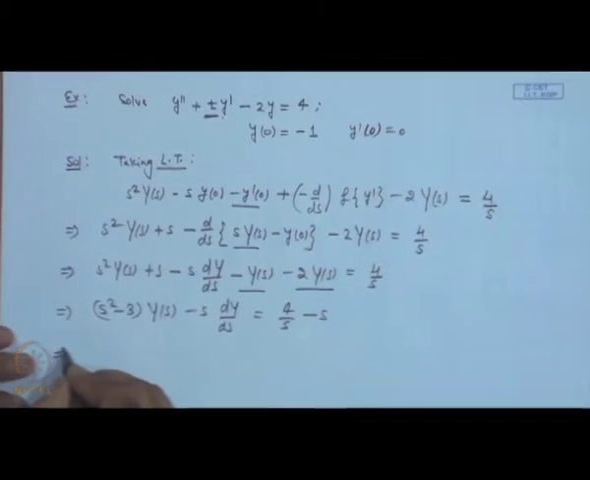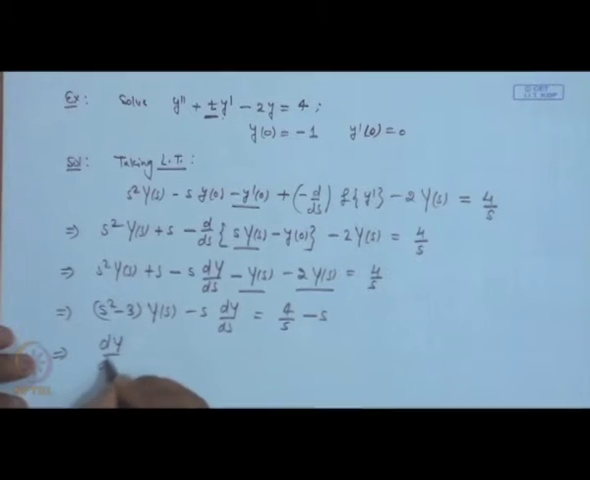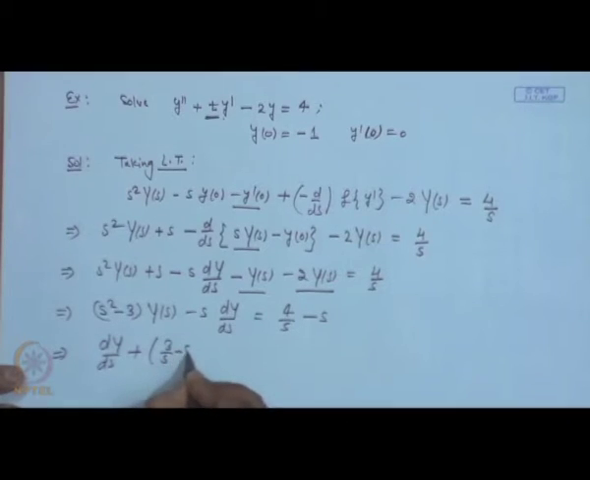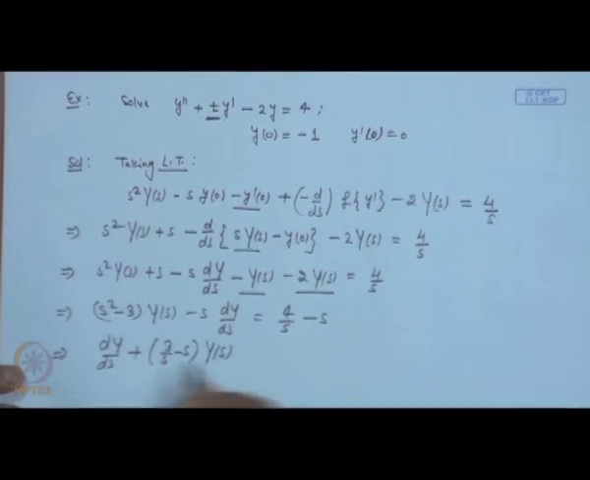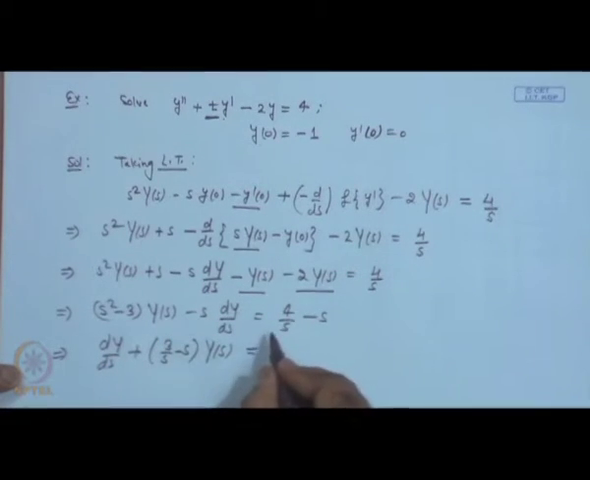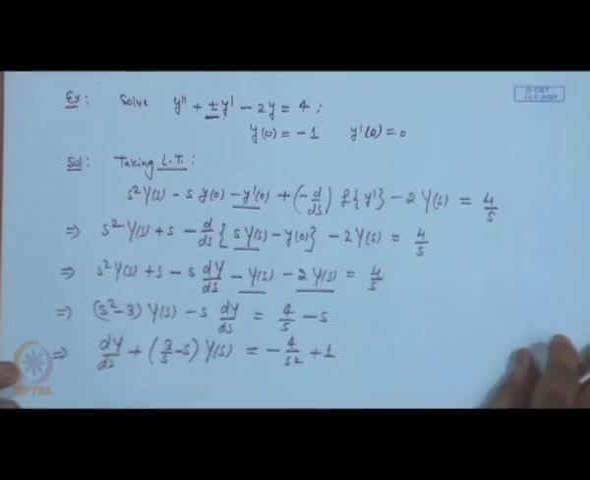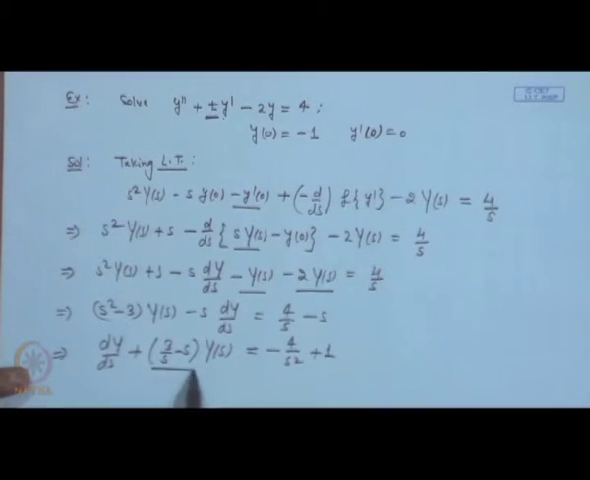So, what we have is the equation in dy over ds, an ordinary differential equation, plus here 3 minus s, because 1 minus sign will accommodate here. So, 3 over s and minus s, we have y s, and it is equal to, we are dividing by this s, so we have 4 over s square and multiplying by minus sign, and plus 1. Now, this is the ordinary differential equation, a linear equation. So, we will solve this.